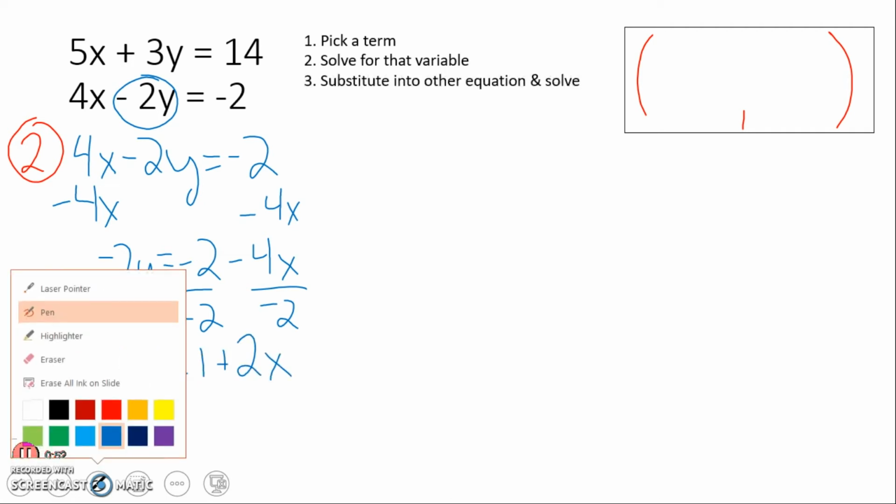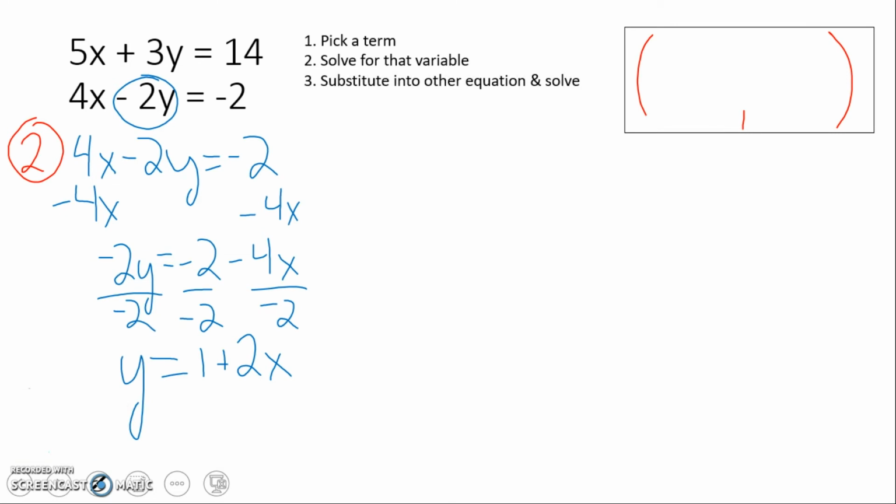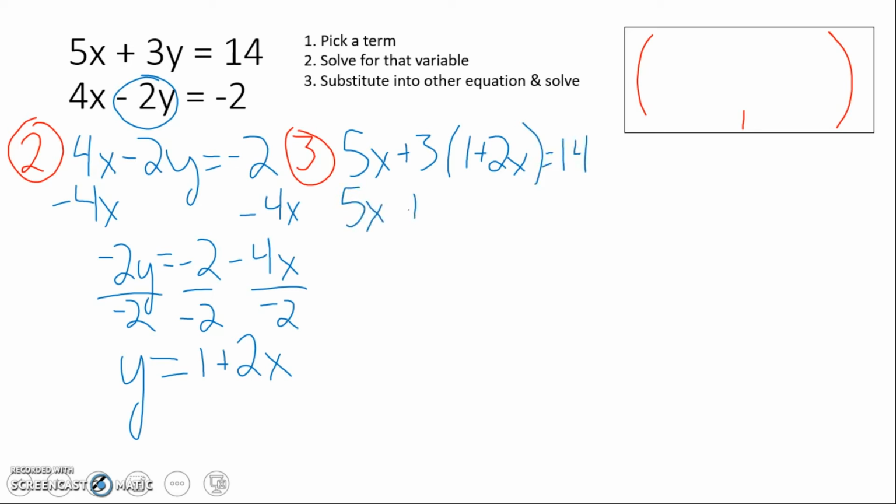The next step is to take that expression we just found for y, and we are going to substitute it into the other equation. The other equation is 5x plus 3. Now instead of y, we're going to write 1 plus 2x equals 14. And again, we all know how to solve these equations because they only have one variable in them.